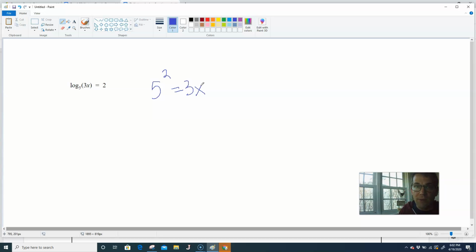Of course, before I solve, I have to simplify. So I need to figure out what 5 squared is. Luckily, I don't need a calculator for that. 5 times 5 is 25. That's going to equal 3x. And now we are literally back down to like middle school math.